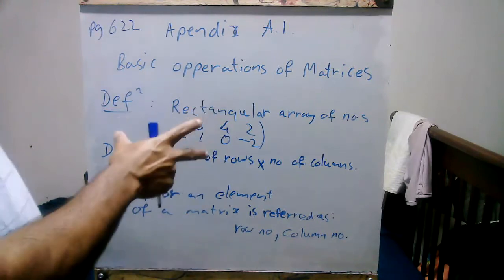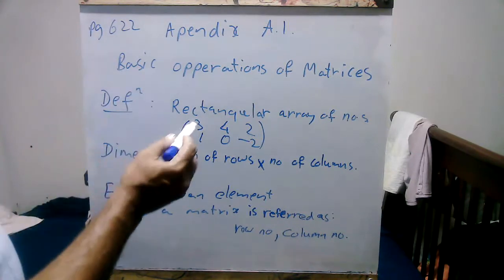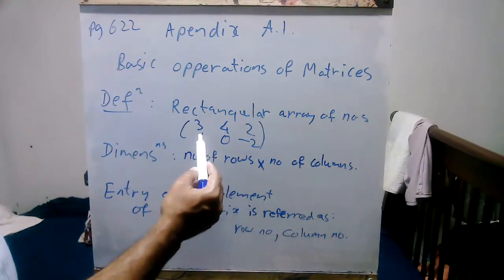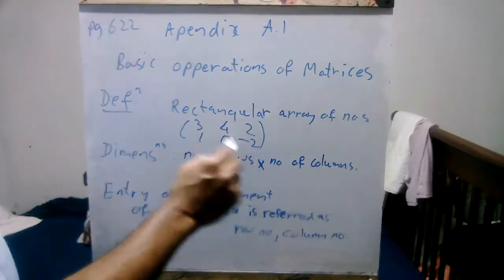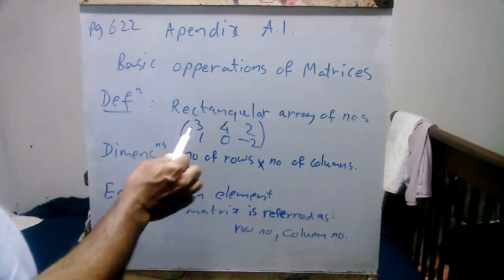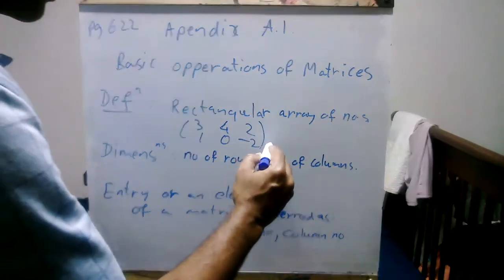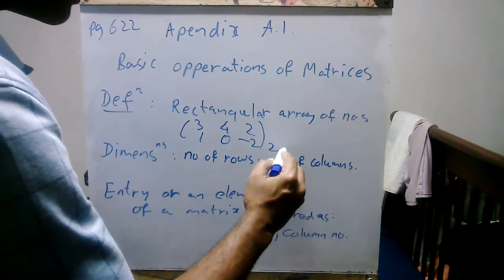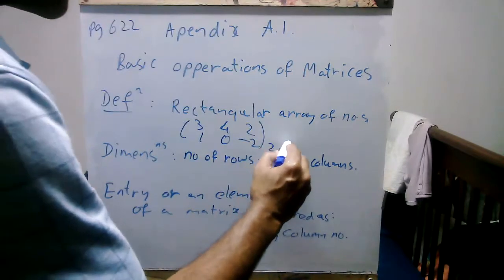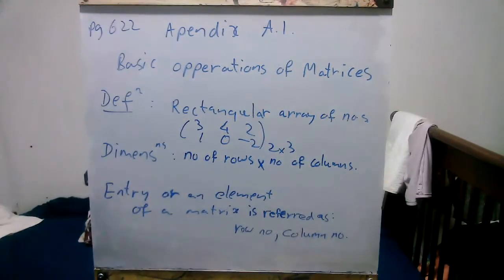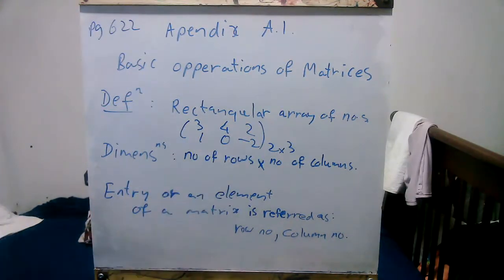Now we define the dimensions of this. Before that, I'll tell you these are called rows. How many rows are there? 2 rows. And how many columns? 3 columns. So the dimensions of this matrix are the number of rows times the number of columns. Number of rows is 2, number of columns is 3. This is a 2 by 3 matrix. Dimensions are given by number of rows times number of columns.